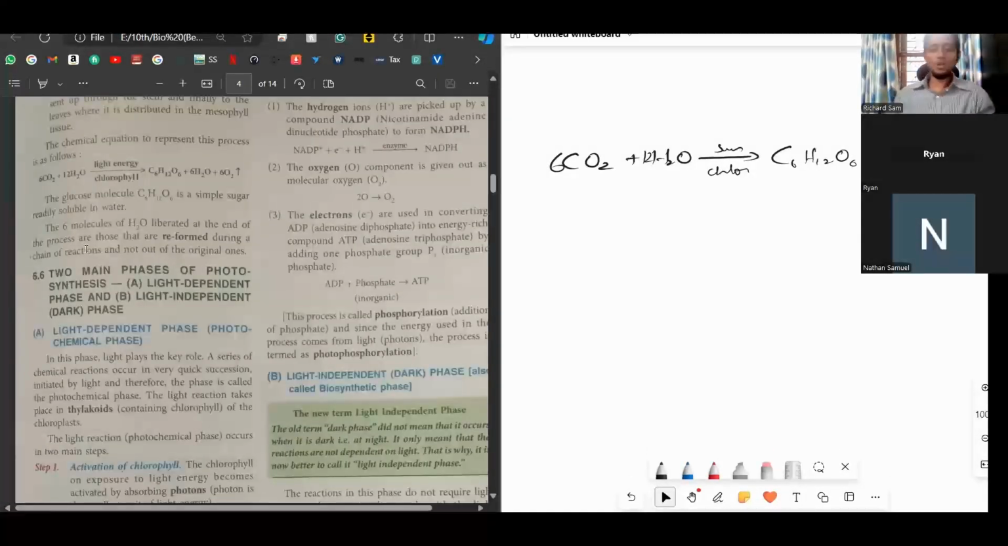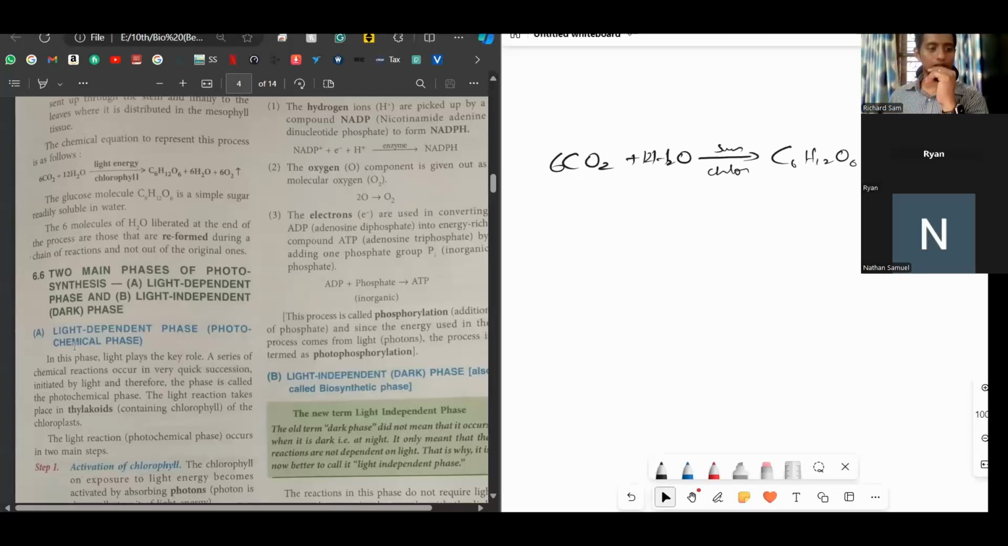Now the whole photosynthesis reaction is divided into two phases. Phases means two stages or two steps. The first step is called the light dependent phase, which means it requires light for that reaction. And the second is the light independent phase, also known as the dark phase, not because it takes place in the night, but just that it does not need light. So the first phase requires light, the second phase does not require light.